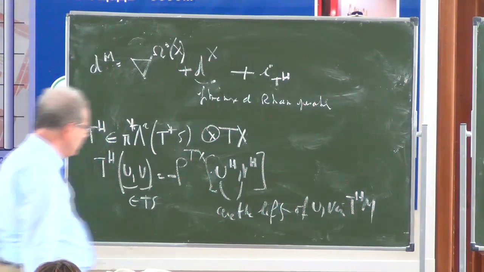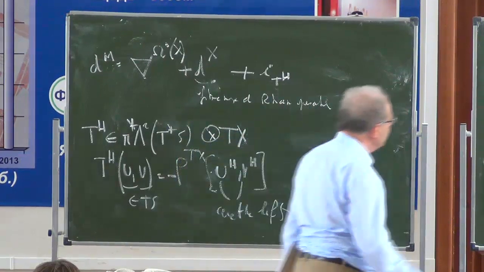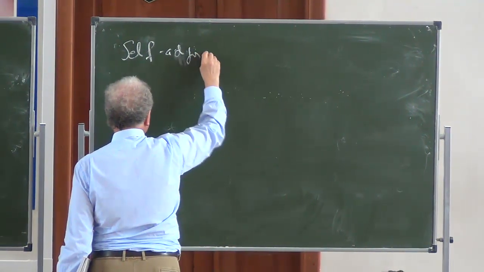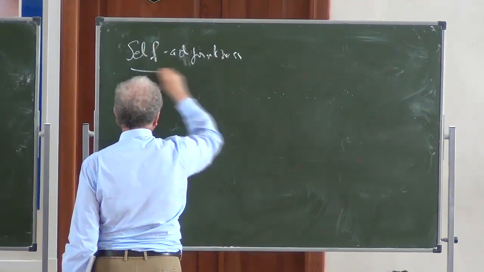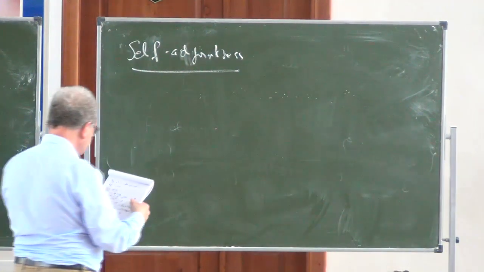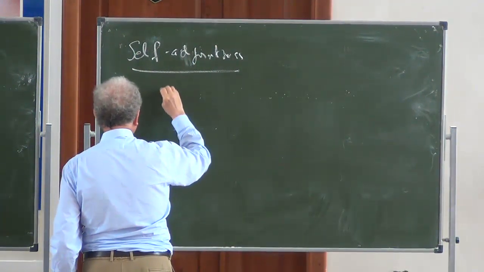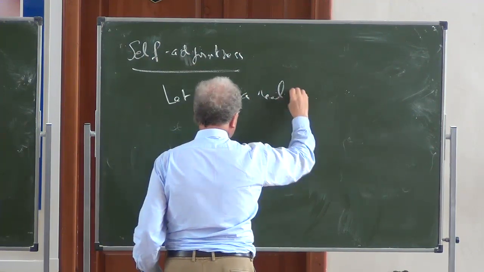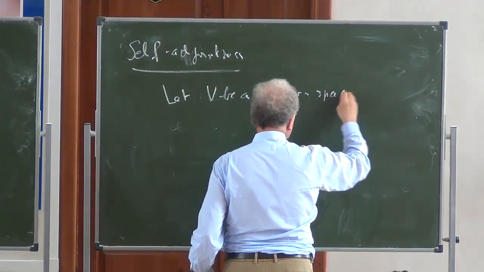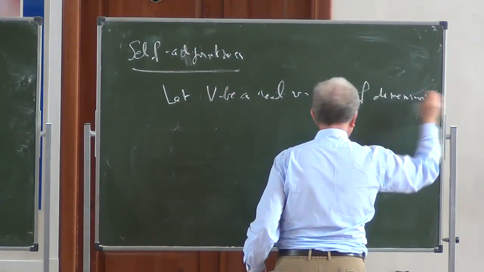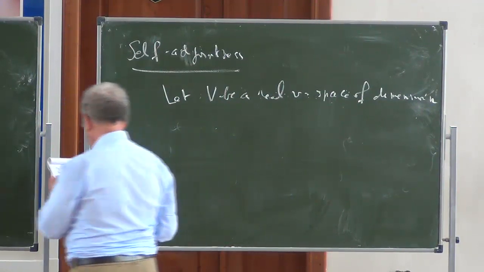Now, I will make some comments here on the question of self-adjointness. Okay, so I won't have time to develop much in this course, but I will just want to make some comments on this. So, first of all, let V be a real vector space of dimension n.